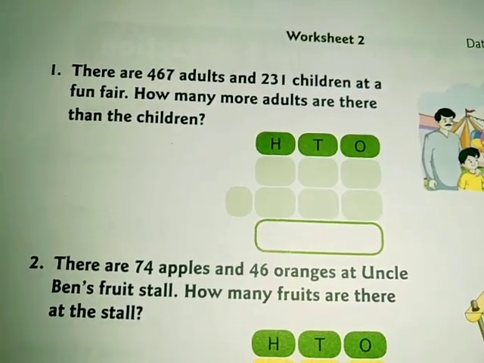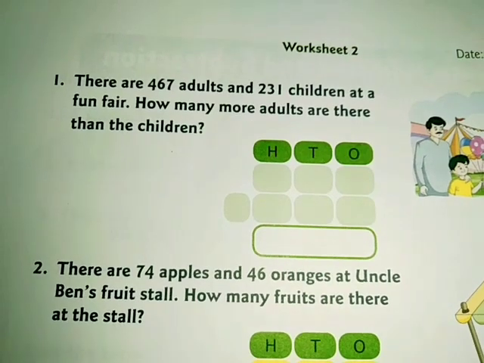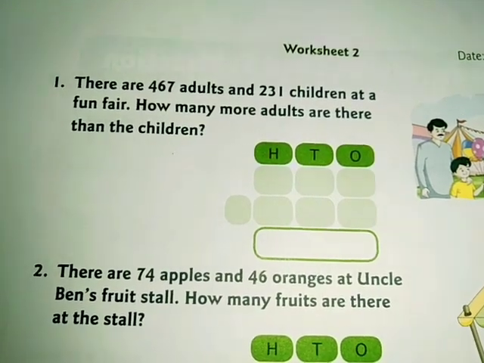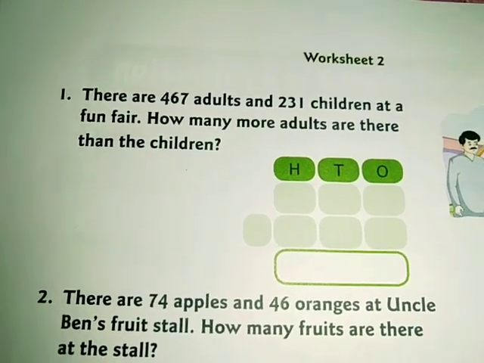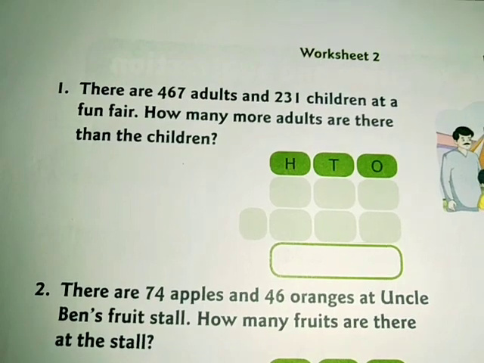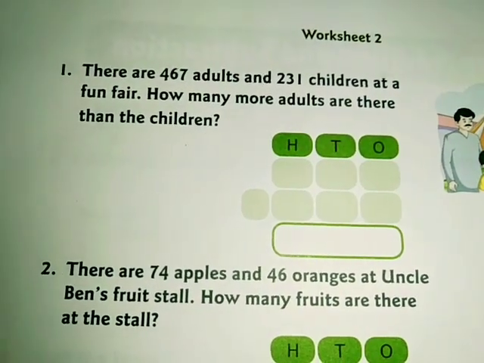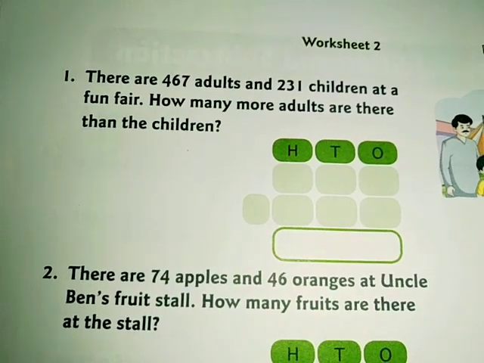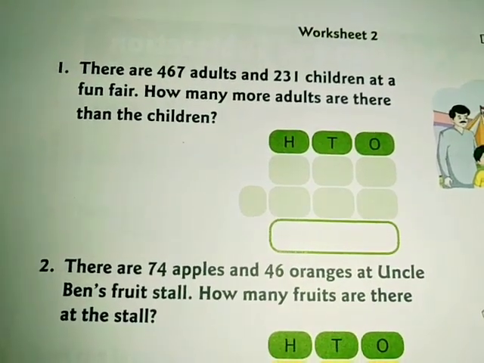Number 1. There are 467 adults and 231 children at a fun fair. How many more adults are there than the children? By looking at the numbers, we can very easily understand the number of adults is more than the number of children. Now we have to find out how many more adults there are. In this page, there are mixtures of addition and subtraction because chapter 6 is about both addition and subtraction. So by reading the story, you will have to understand what is to be done.